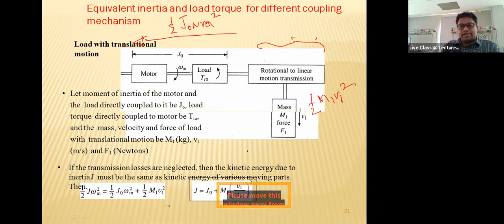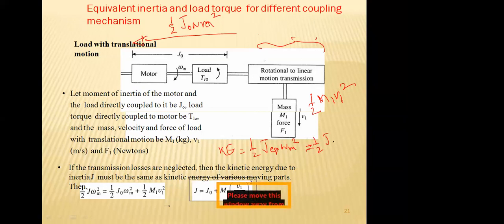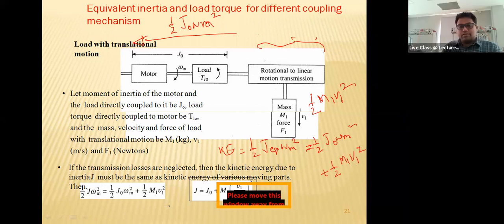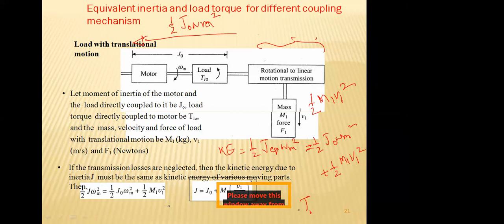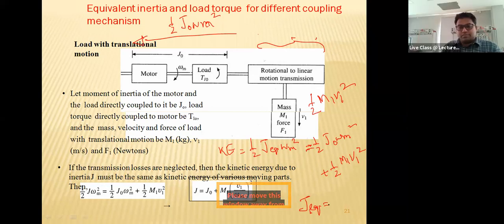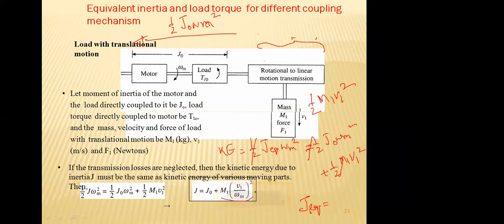So what is the total kinetic energy of the system? Total kinetic energy would be half J equivalent omega m square, and it is equal to half J naught omega m square plus half m1 v1 square. So if you cut the halves and all these things, what equation do you arrive at? You will want to know the J equivalent. The J equivalent would be this much.